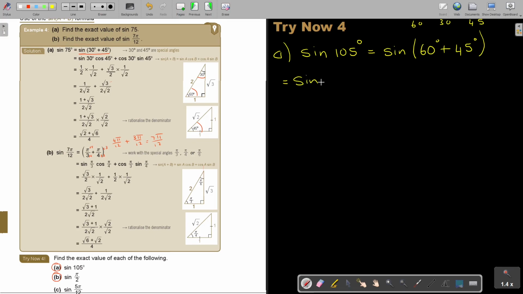Okay. And then this is going to break up, and I'm going to remember it was sin. You start with the first one, sin 60, then go to cos 45, then plus, because it's a plus, okay? And then you go to cos 60, so you do the opposite of that, cos 60 plus sin 45. Okay, and then you are going to write it in.